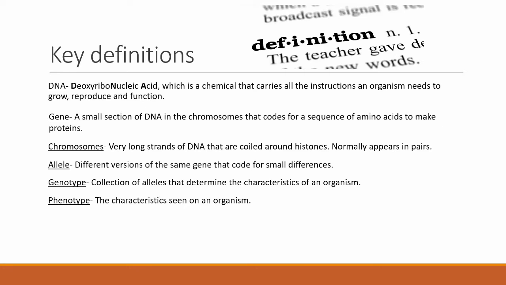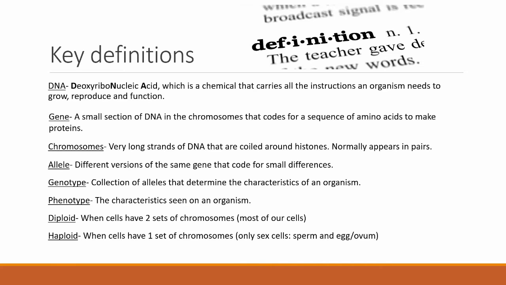Number 7, diploid, which is when a cell has two sets of chromosomes, and this would normally be most of our cells. And haploid cells, when cells only have one set of chromosomes, and these normally only occur in our sex cells, which is our sperm and ovum.